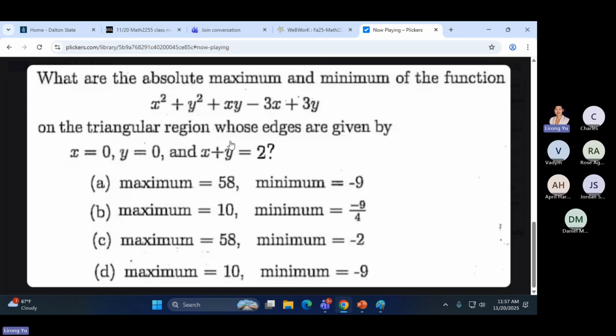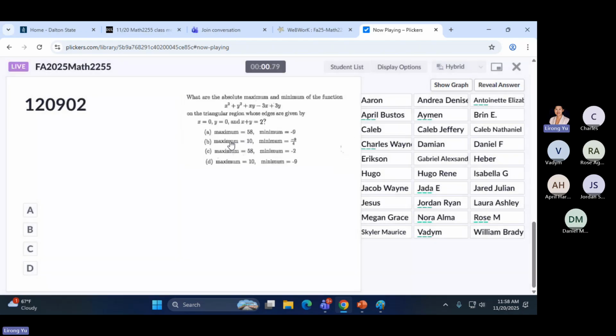I'll give you some time and then we can work on these together. You might have some notes from the past that we did together.